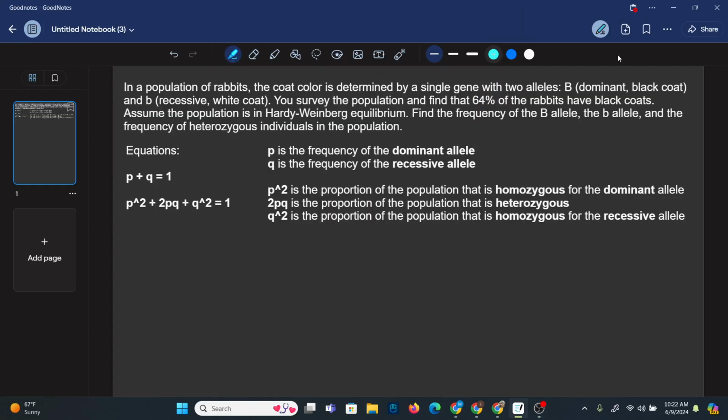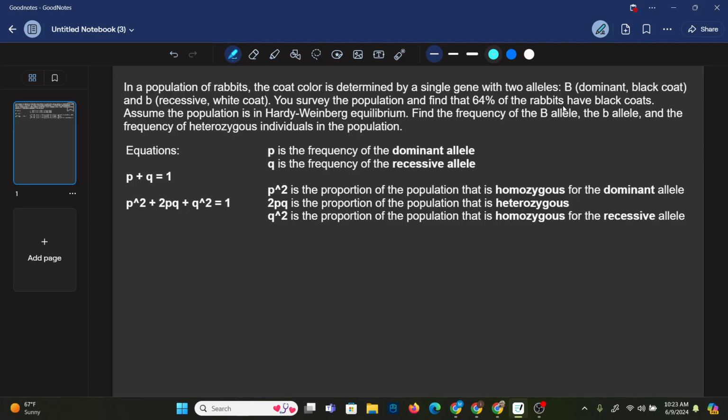So this is Hardy-Weinberg solving example 1. We have a population of rabbits and the coat color of the rabbits is determined by a single gene with two alleles. There's big B, which is dominant and is for the black coat phenotype, and little b, which is recessive and is for the white coat phenotype. You survey the population and find that 64% of rabbits have black coats, which is dominant.